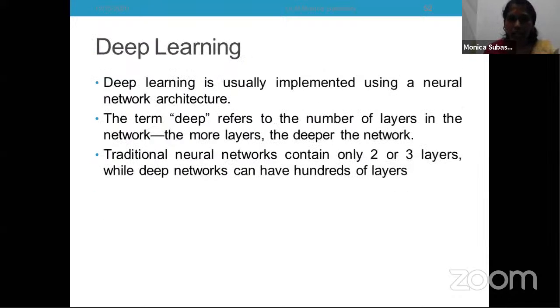Using a neural network architecture, we are going to implement a deep learning network, combining more number of layers. More number of layers will result in a deeper network. If you include 2 or 3 layers, then it comes under traditional neural networks, while if you apply deep neural networks, it can have hundreds of layers. This will speed up the process.